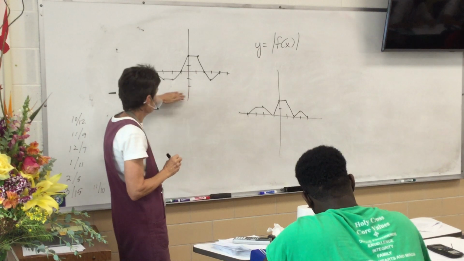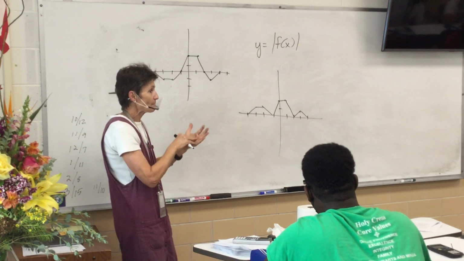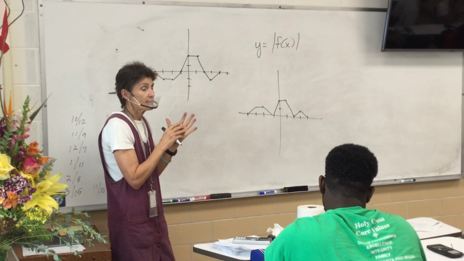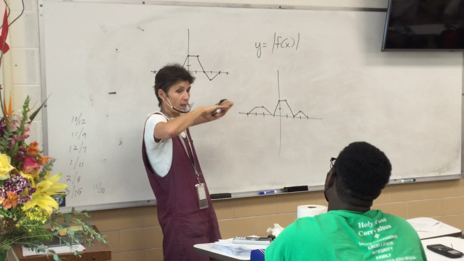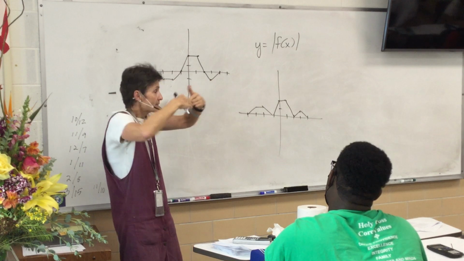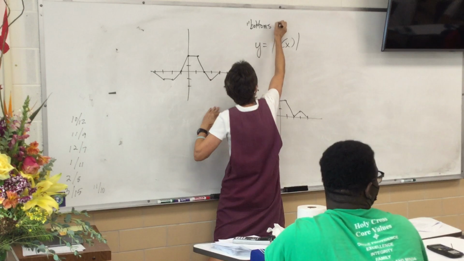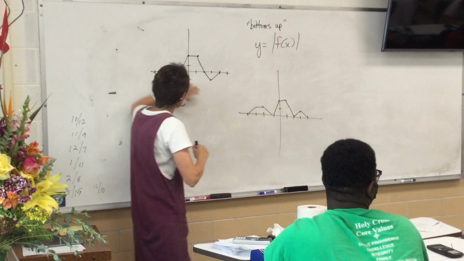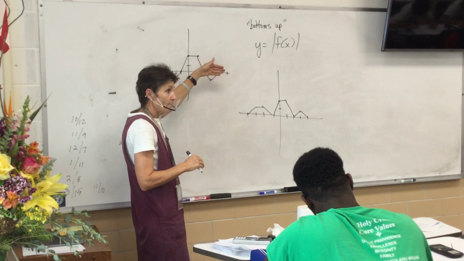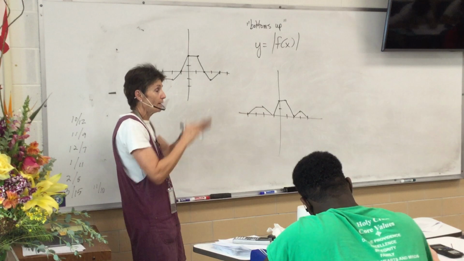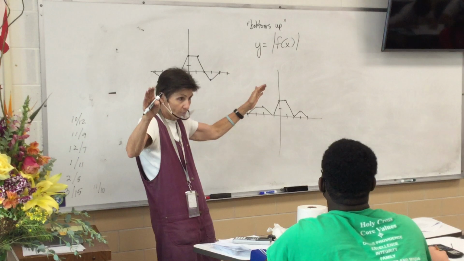So there's a picture of the absolute value of the function. Taking the absolute value of the function does nothing except change all the negative y's into positives. Sometimes we call this the bottoms up function. Because doesn't it take what's on the bottom and bring it up? That's what absolute value of the whole function does. All right, everybody on board?